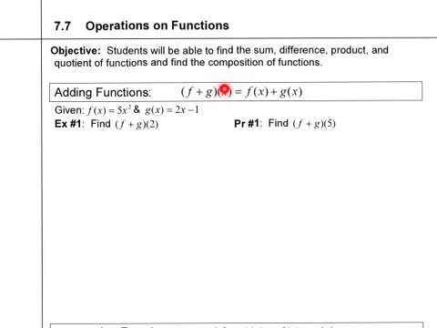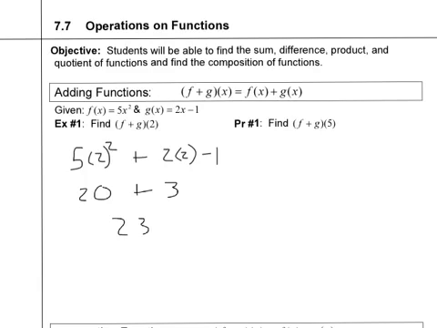F plus g of x. That means that we're going to take these two functions and just add them together. That's it. Here they're saying f plus g of 2. So we can take f of 2, which is 5 times 2 squared, plus g of 2, which would be 2 times 2 minus 1, and just add them together. Well, 2 squared is 4, times 5 is 20, and 4 minus 1 is 3, so 20 plus 3 is 23, and that's it.